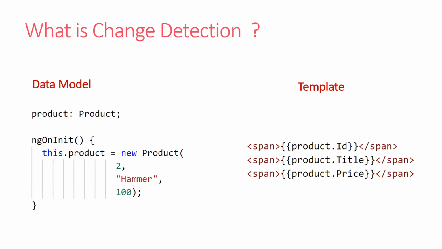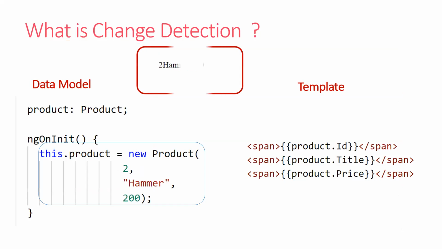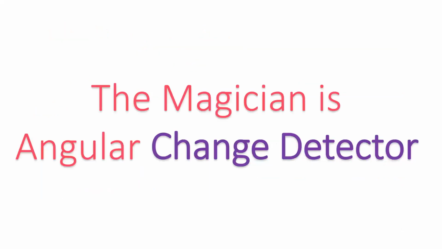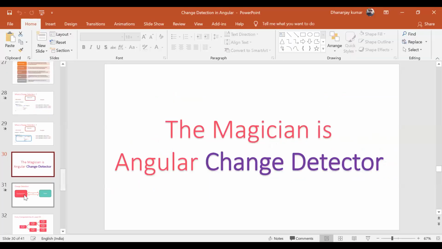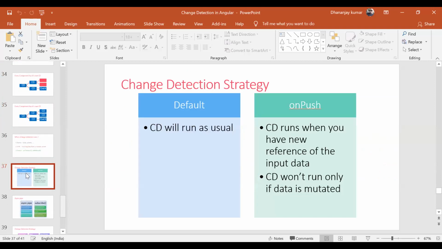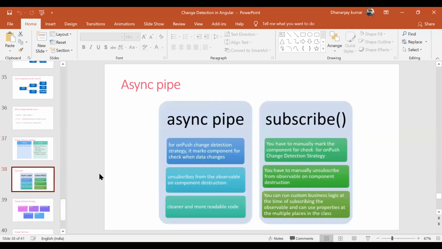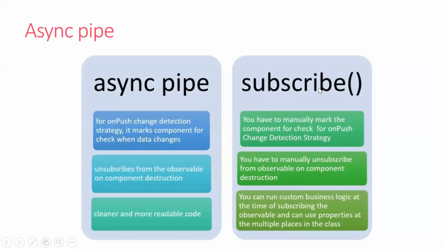So what is change detection? You have a data model, you have a template. Here you have 2 hammers and 100. You know that is the one that changes. Anyway, you have already seen that. Then you also saw the async pipe. The async pipe, for the OnPush change detection strategy, marks the component for check when data changes, unsubscribes from the observable on component destruction, and gives cleaner and more readable code. So all those three things you do in subscribe can be done by the async pipe. So use the async pipe.